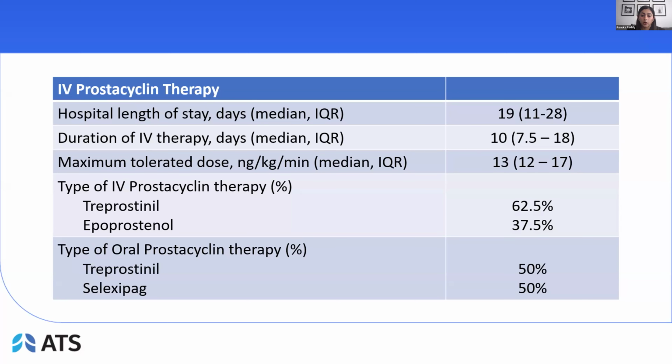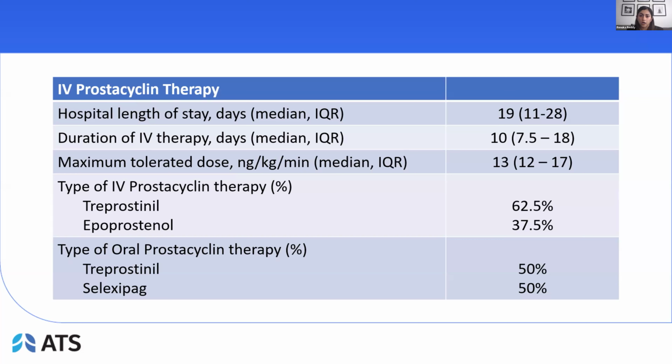So this next table shows you more details regarding the IV to oral prostacyclin transition therapy. Notably, all of these patients were on a PDE5 inhibitor and an ERA from the onset of the IV prostacyclin therapy. The median hospital length of stay was 19 days, and the median duration of IV prostacyclin therapy was 10 days. And the median maximum tolerated dose for these patients was 13 nanograms per kilogram per minute. Most patients were on IV treprostinil, at 62.5% of these patients, and the remainder of them were on IV epoprostenol.